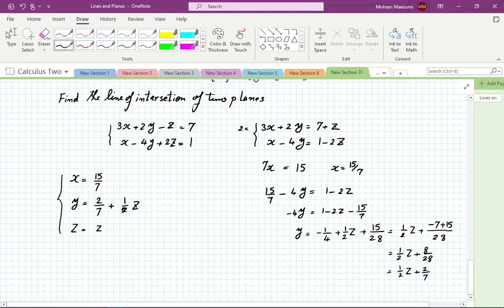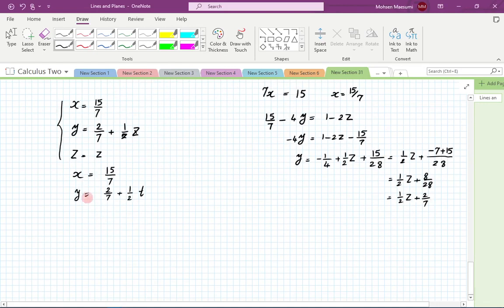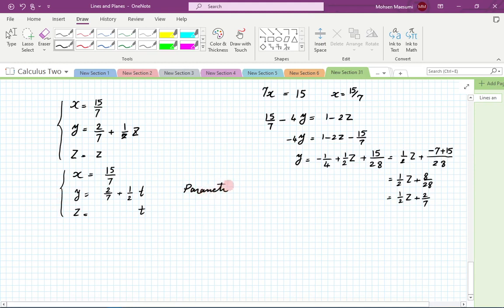How is that a parametric equation of the line we are after? It's customary to just use t on the right hand side, so that it looks like the kind of equations we had before. x is 15/7, y is equal to 2/7 plus 1/2 of t, and z is equal to just t. So this is the parametric equation of the intersection.